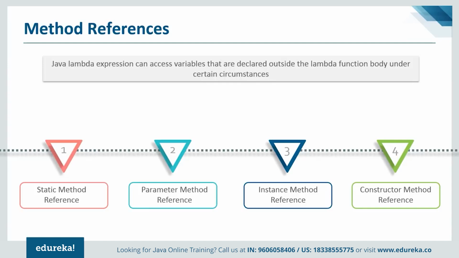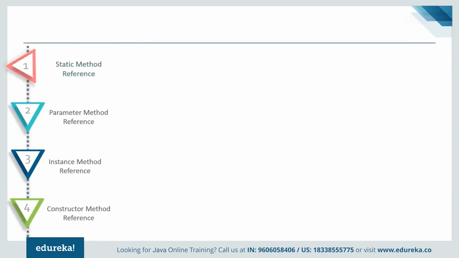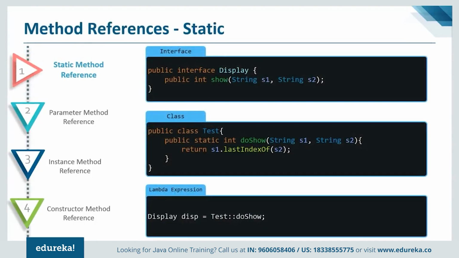So how is this going to work? These are the 4 different concepts. So guys, when we are talking about a static method reference, we have an interface. To be precise, it's a functional interface. We write down a class and we define a method. So let it be, for instance, a static method: public static int doShow. Now you see the inputs to the doShow method exactly match the signature of your show method.